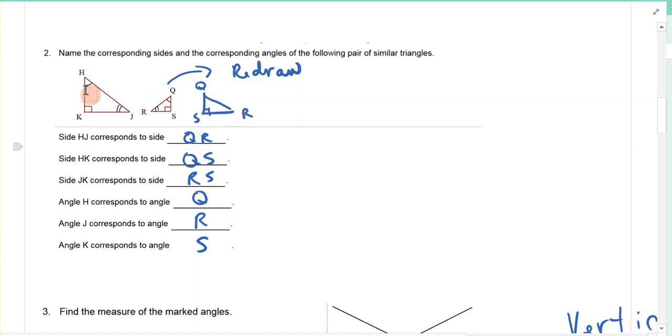So the side HJ corresponds to QR, and you want to put the letters in the right places. HK, so going down, is the same as QS. JK, so we're starting at this point, JKRS. Angle H is with Q, J is with R, and K is with S. So I think it's really helpful to redraw that. It helps me see it better.